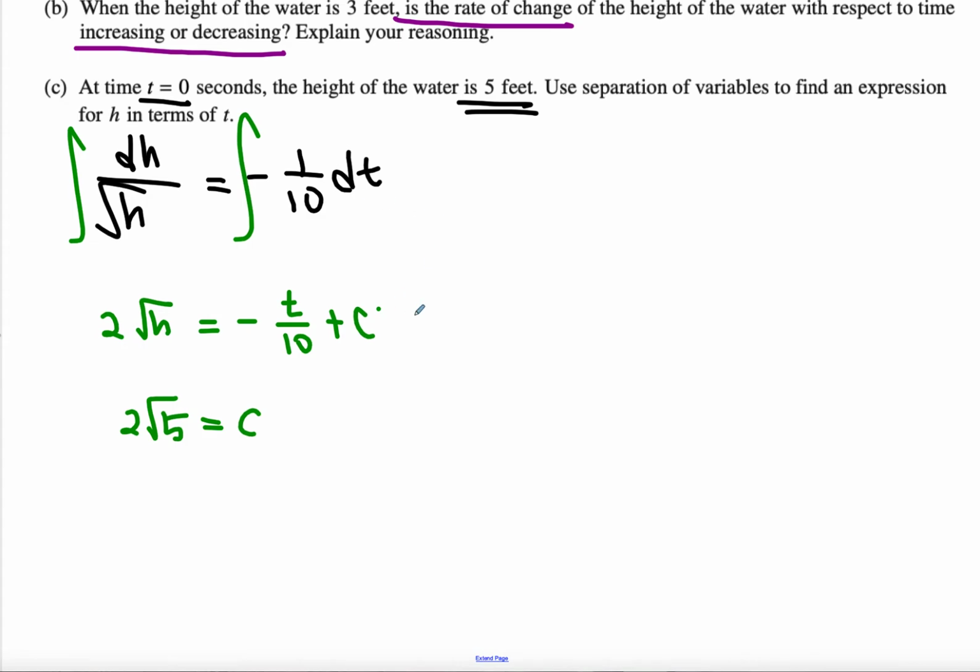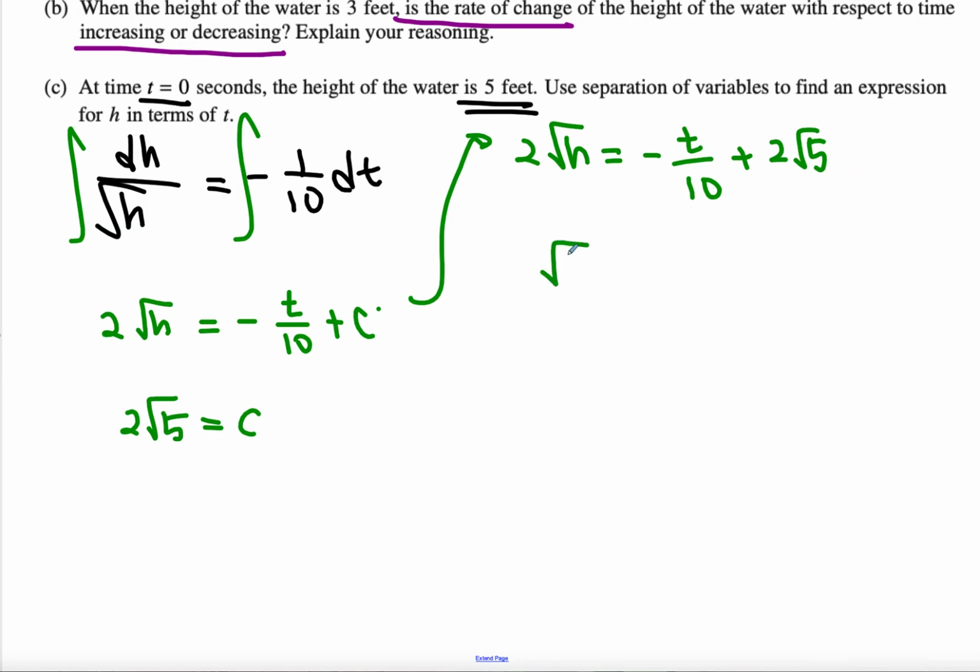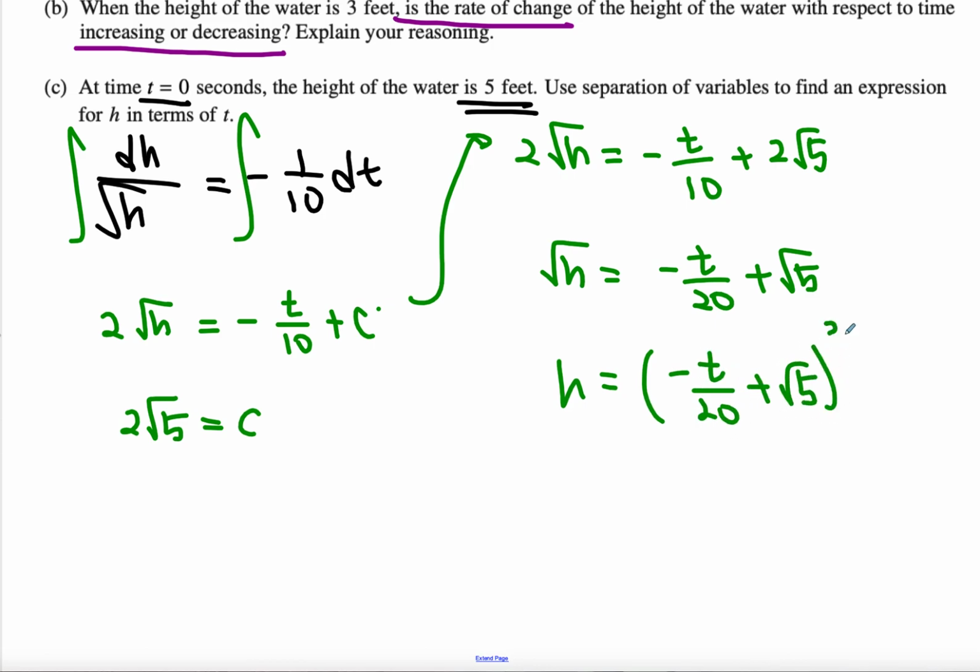Then what I can do now is rewrite this as 2 square root of h equals negative t over 10 plus 2 square root of 5. I can divide the whole thing by 2, then square root of h is equal to negative t over 20 plus radical 5. To get rid of the radical, h is equal to negative t over 20 plus radical 5, quantity squared. That becomes our final answer.